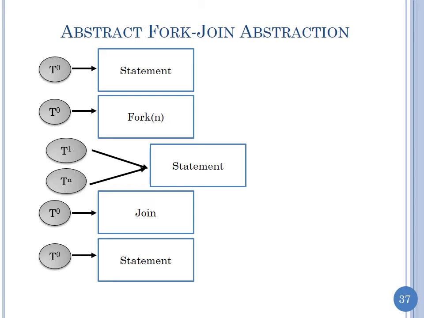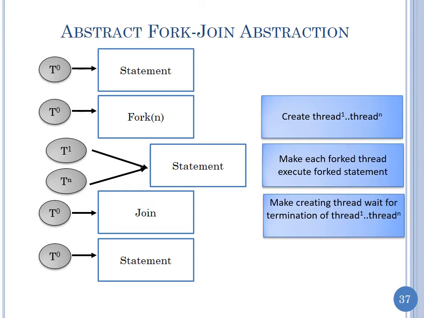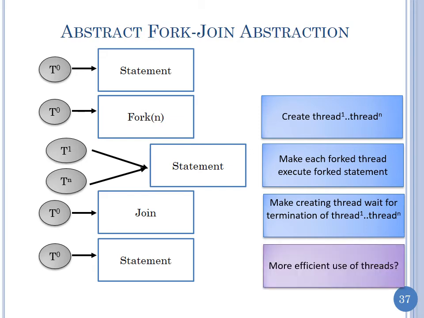Okay, so this is a general abstraction. You create thread 1 to thread n, make each fork thread execute the fork statement, and make the creating thread wait for termination of thread 1 to thread n, and that's what happens here.